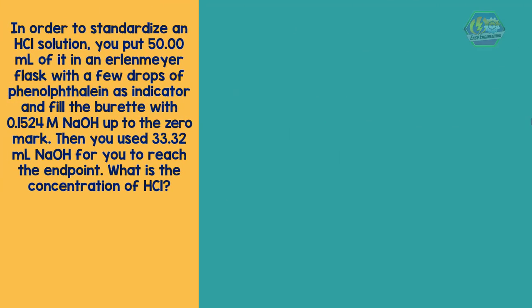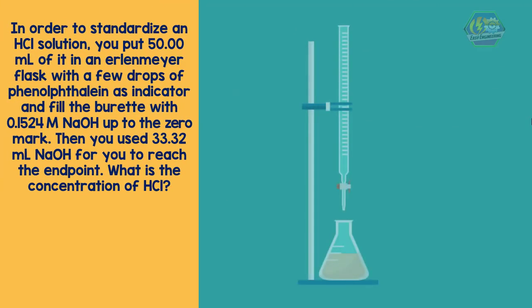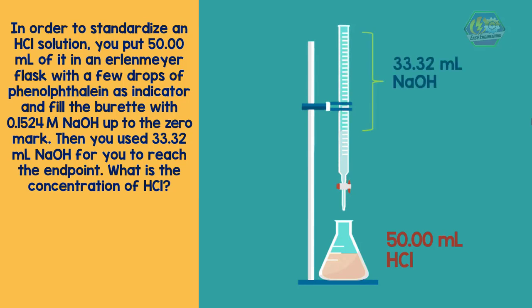In order to standardize an HCl solution, you put 50 ml of it in an Erlenmeyer flask with a few drops of phenolphthalein as indicator and fill the burette with 0.152 formal sodium hydroxide up to the 0 mark. Then you use 33.32 ml sodium hydroxide to reach the endpoint. So what is the concentration of HCl?